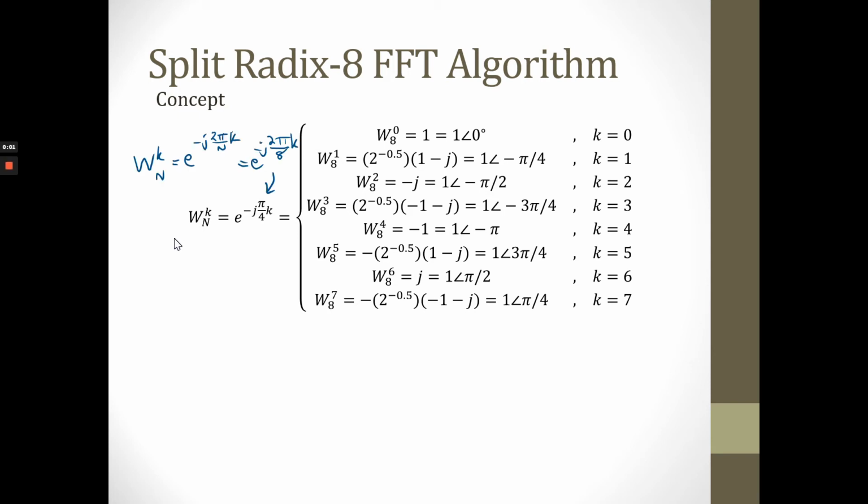Now we calculate for WKN. This is actually equal to exponent with this function, and we substitute n equal to 8 for split radix 8. So we have 2 pi over 8, and we simplify it into pi over 4k. So based on Euler's identity, from this function, we have cos omega k minus j sine omega k. So we calculate for k equal to 0 until k equal to 7.